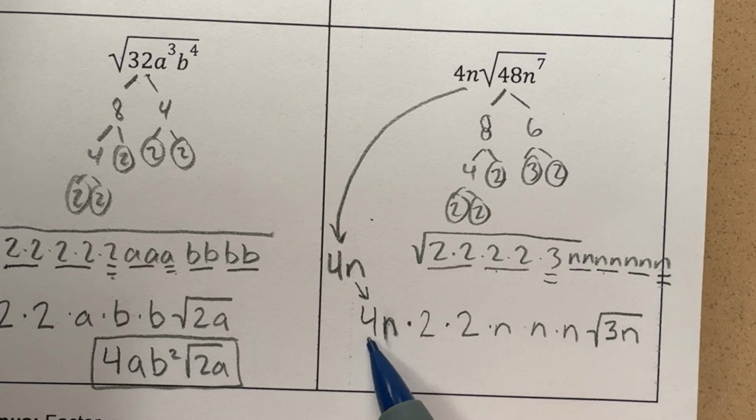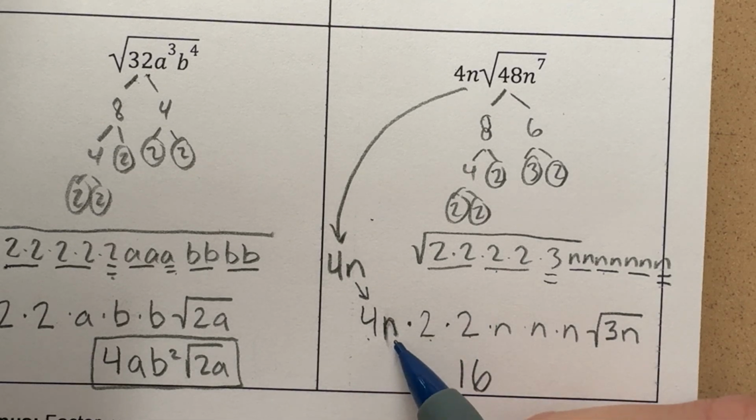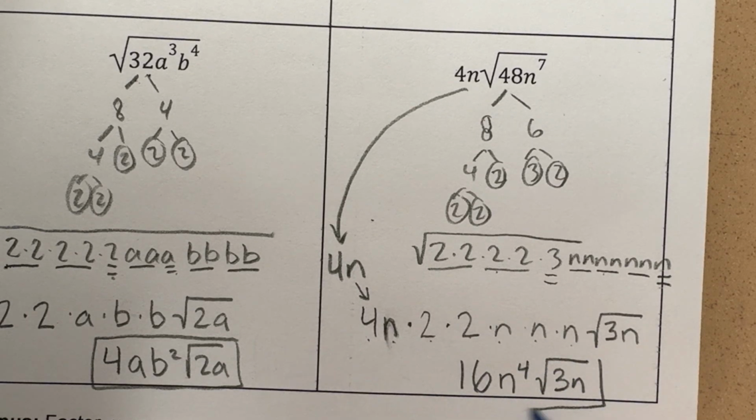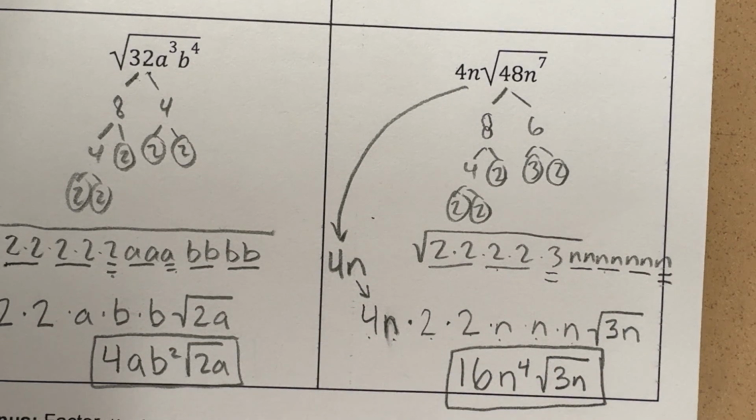Let's multiply it all together. 4 times 2 is 8, times 2 is 16. This is n times n times n times n. There's a total of 4 n's out here. And here is my answer.